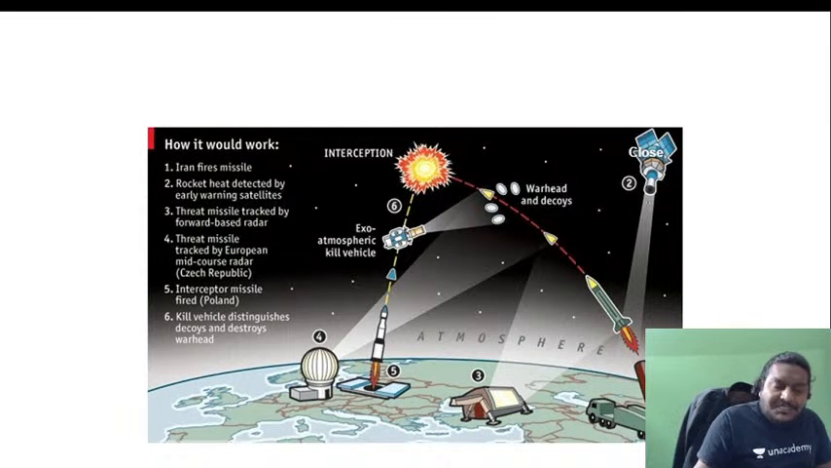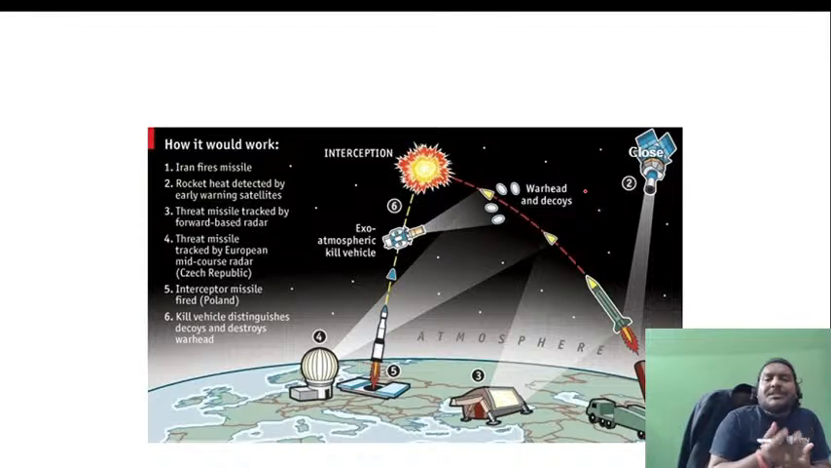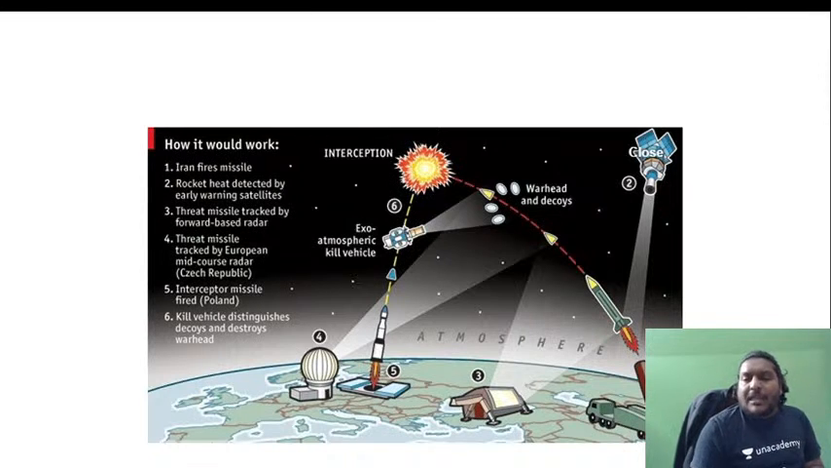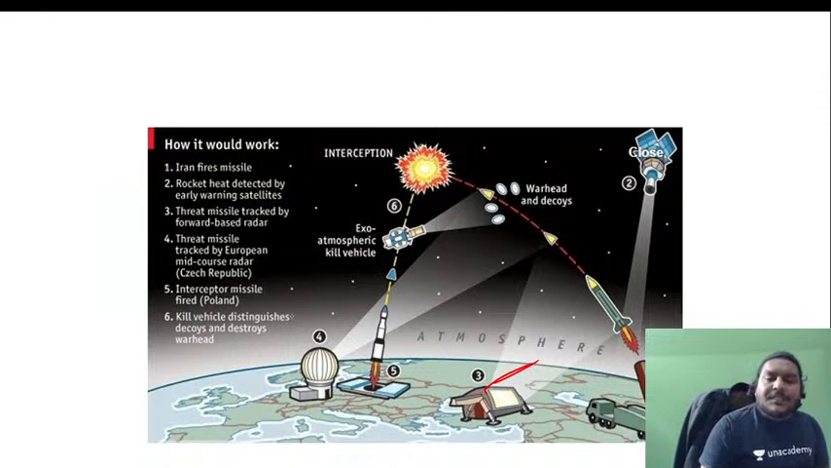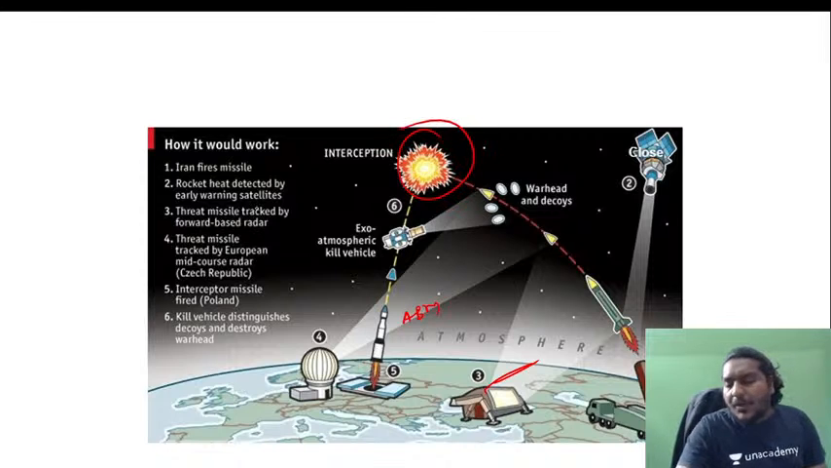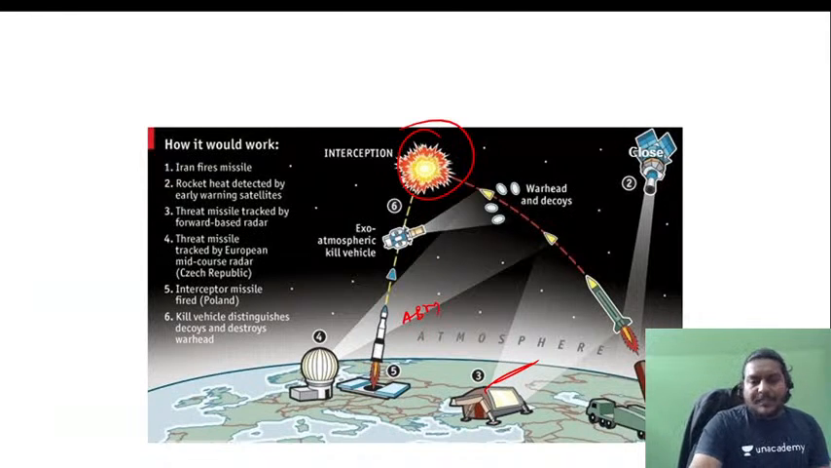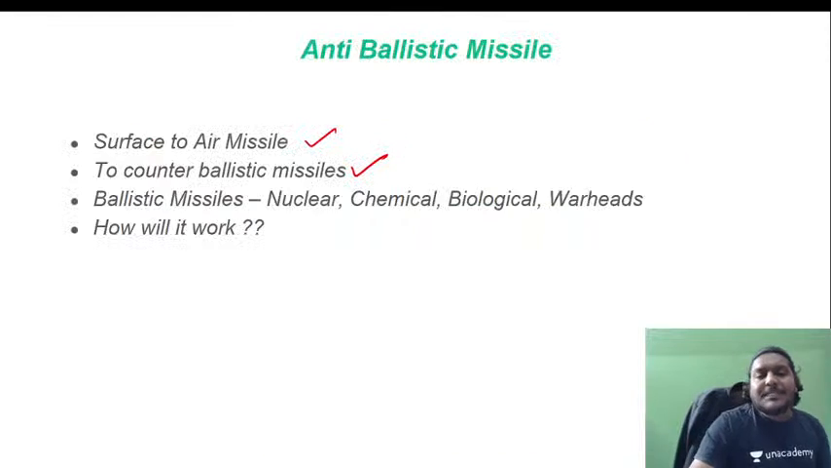Now, once that heat is detected, the radar would have an immediate focus on it. If you could see, the radars would be focusing on that. Once the radar focuses on that and identifies it, the other country would immediately focus on launching an anti-ballistic missile, and that would go and hit the target here. So this is how everything could be done. That is one way this could be taken up. Right, very good. So this is how anti-ballistic missiles work.